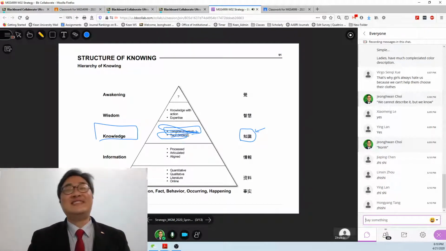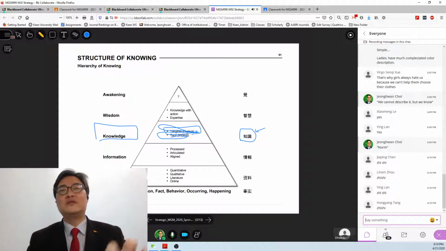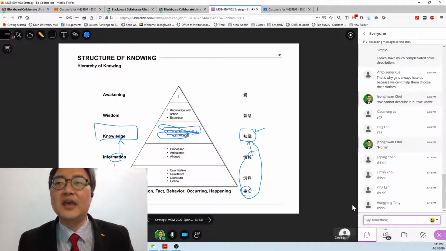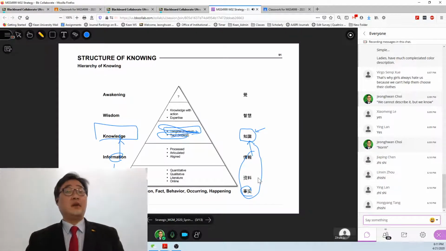Whatever. So, you know something. Now, you know something, and that comes from information. Okay? That information is solid, underpinned by data. And that data comes from a certain fact. So, we have these kinds of things in order to say we know something. Good? Good.